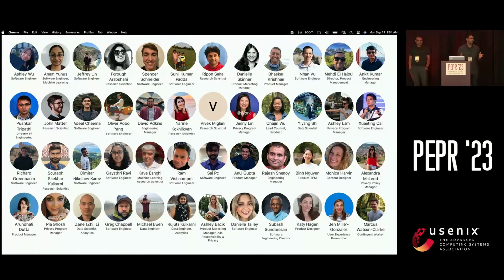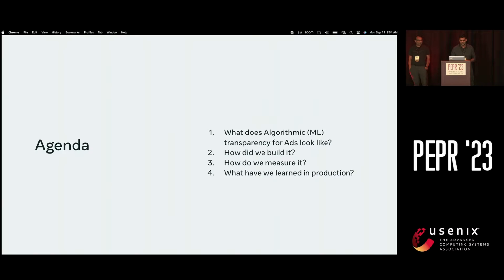This is definitely a Herculean effort by a huge team. We could not fit all the faces on this slide, but this is just a small number of the people who were involved in the effort, with support from many more teams at Meta.